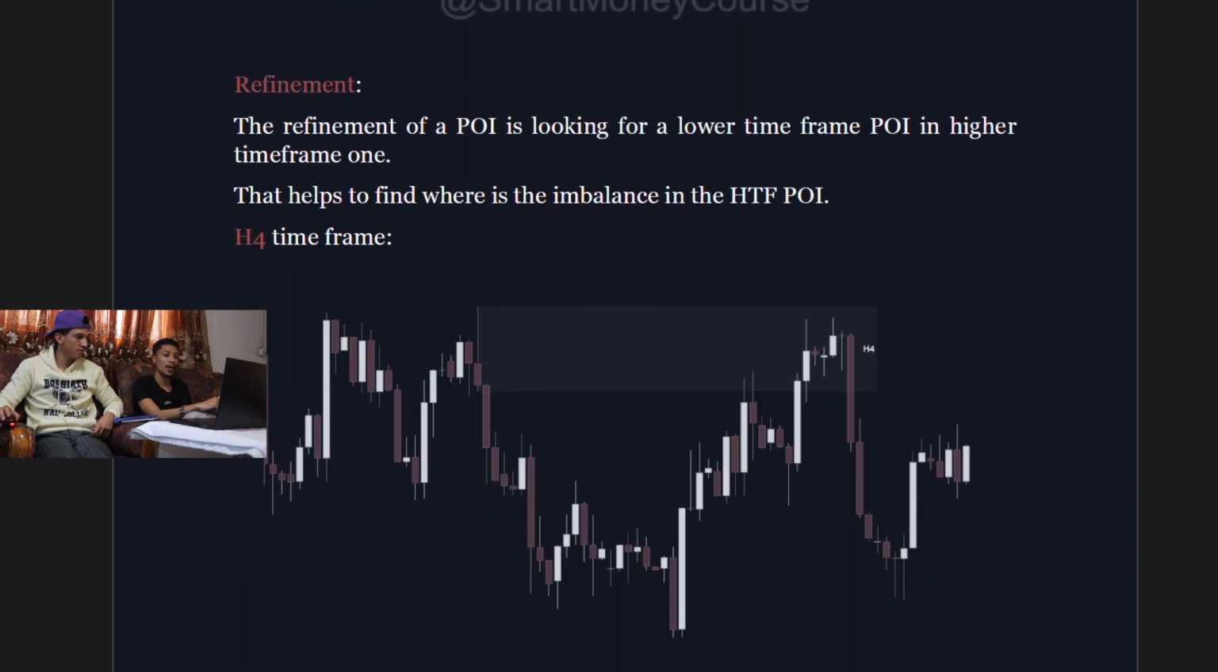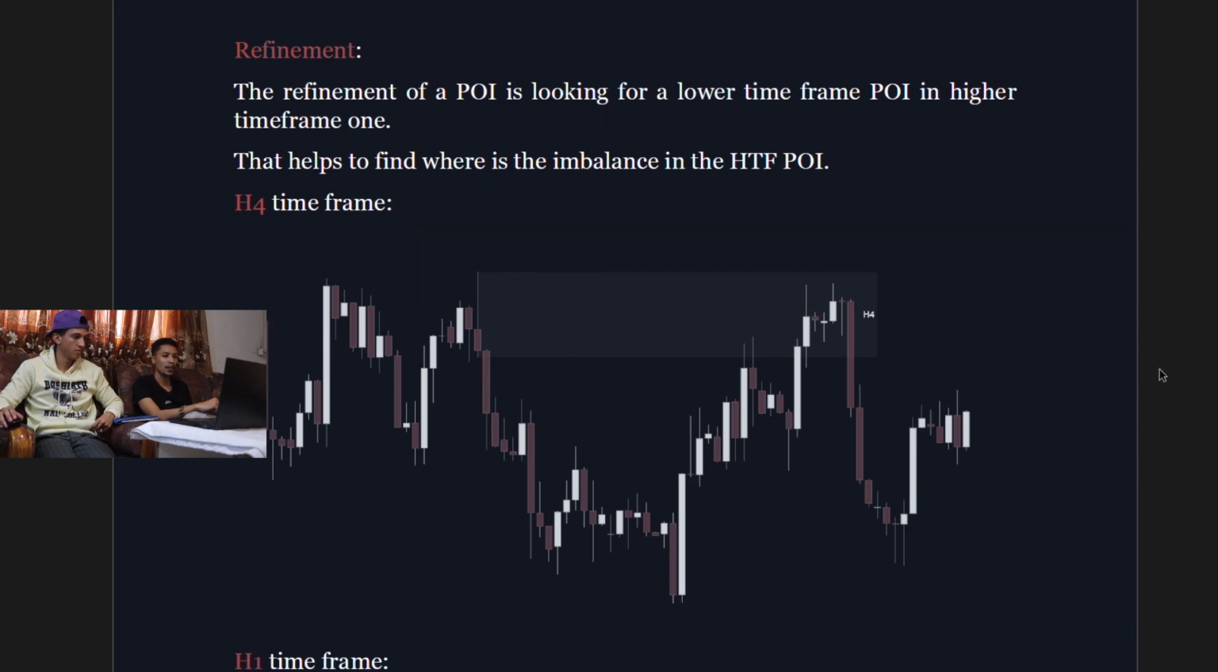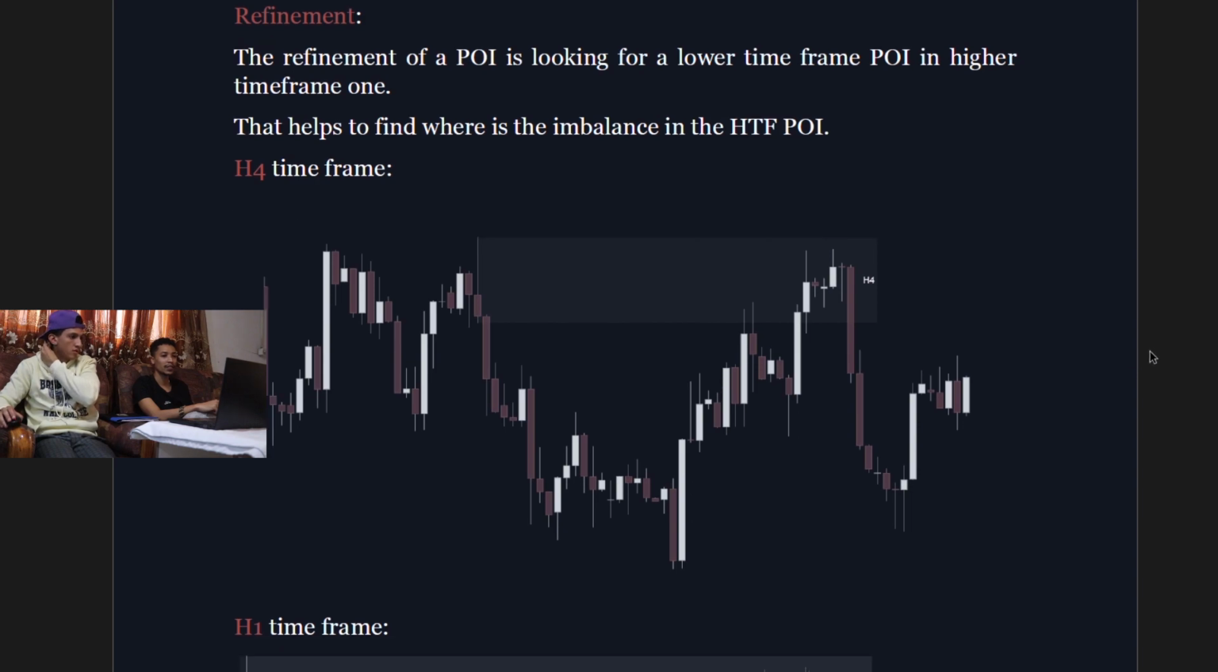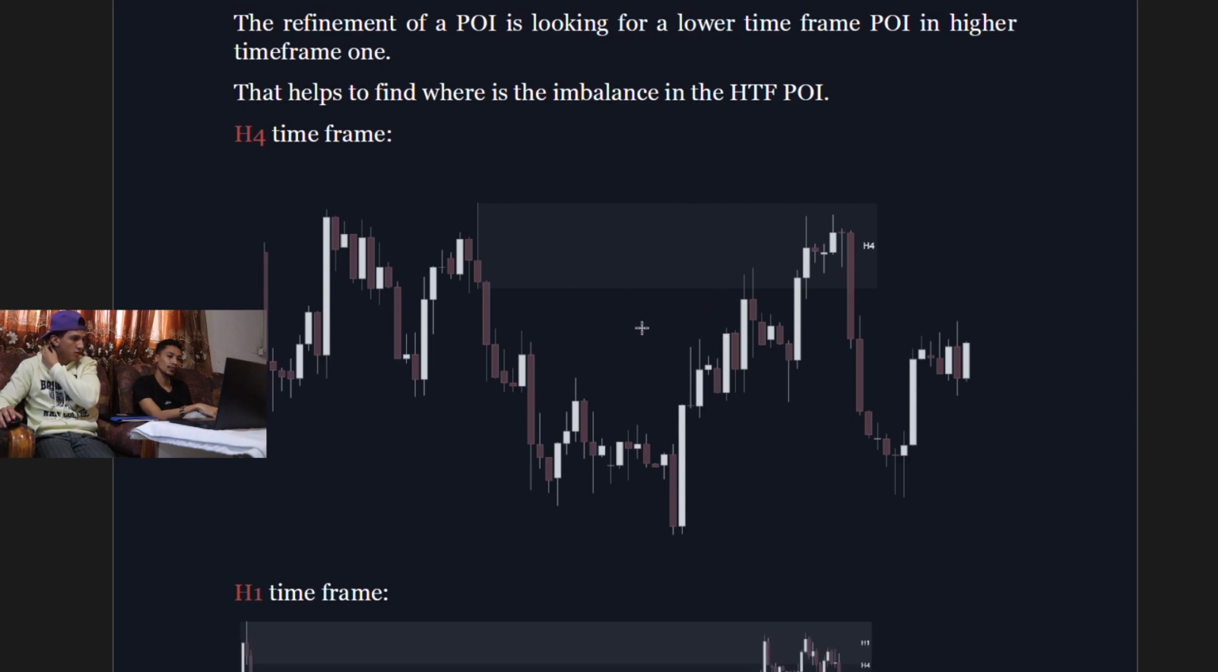Refinement. The refinement of a point of interest or your order block is looking for a lower time frame point of interest in a higher time frame one. That helps to find where the imbalance is in the higher time frame. So the higher time frame is here. It's basically just refining the 6 rules we just had.